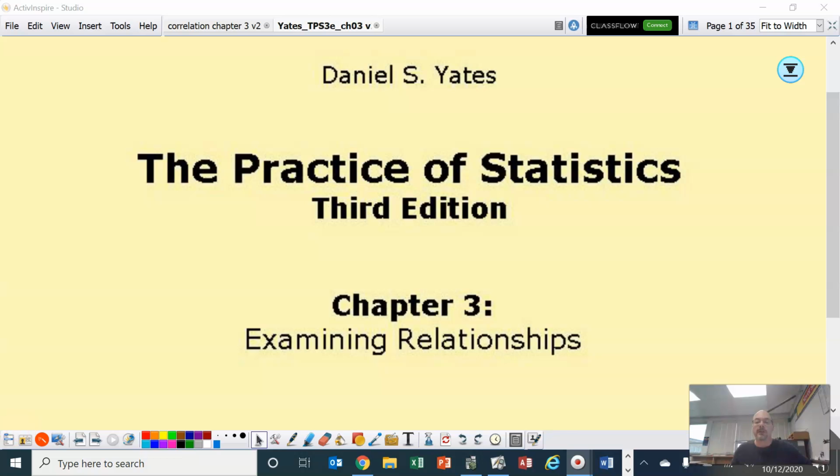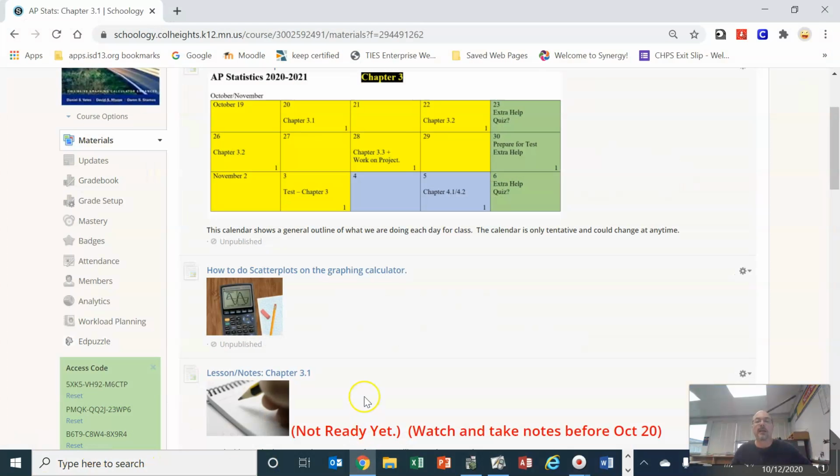First thing I want to point out is that on Schoology, ladies and gentlemen, at any time, if you get stuck, there is a how to do scatter plots on the graphing calculator. You're going to need to know that really well. So if for some reason you get stuck, there is a video out there that you can go and look at. It is me that I made a couple of years ago.